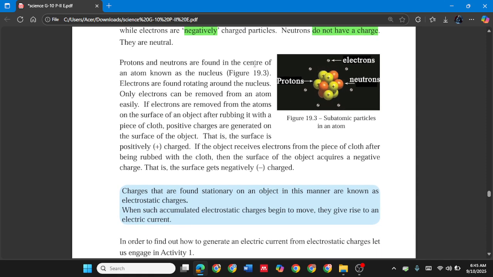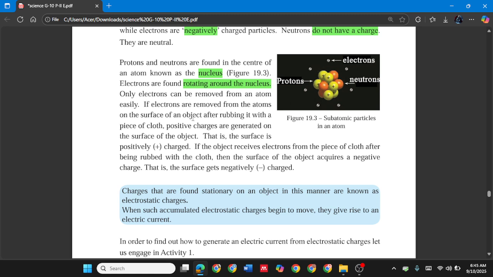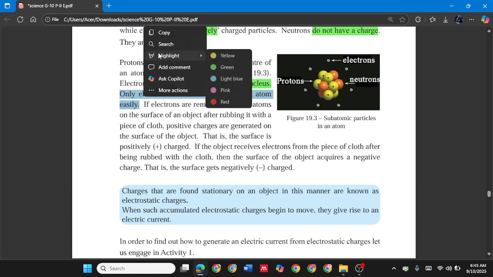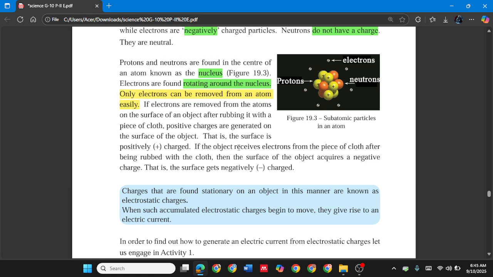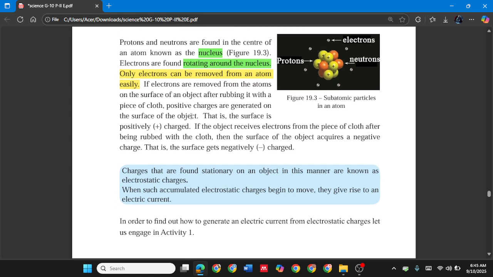Protons and neutrons are found in the center of the atom, which we call the nucleus. Electrons are found rotating around the nucleus. Only electrons can be removed from an atom easily. You know these things. If electrons are removed from the atoms on the surface of an object after rubbing it with a piece of cloth, positive charges are generated on the surface of the object. That is, the surface is positively charged.